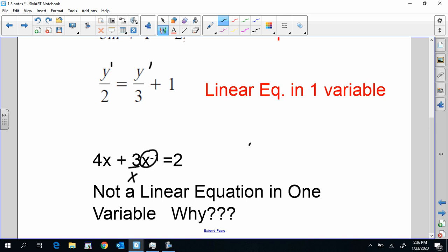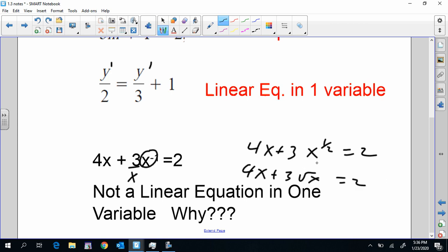Same thing if I had 4x plus 3x to the 1/2 equals 2. Not a linear equation because we're not first power. Same thing if I said 4x plus 3 radical x equals 2. Same statement, right? Looks like x is to the first power, but it's really not. It's to the 1/2 power. So make sure you can spot what a linear equation in one variable is.